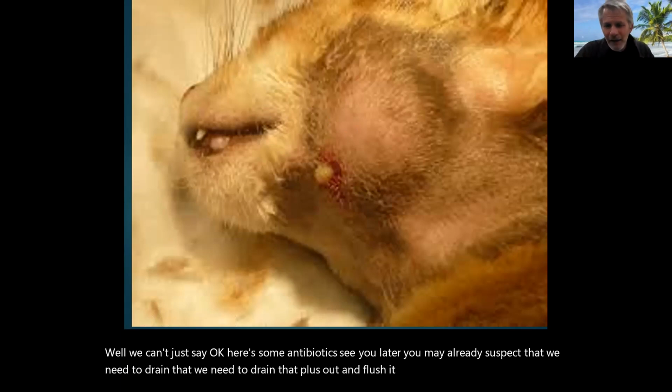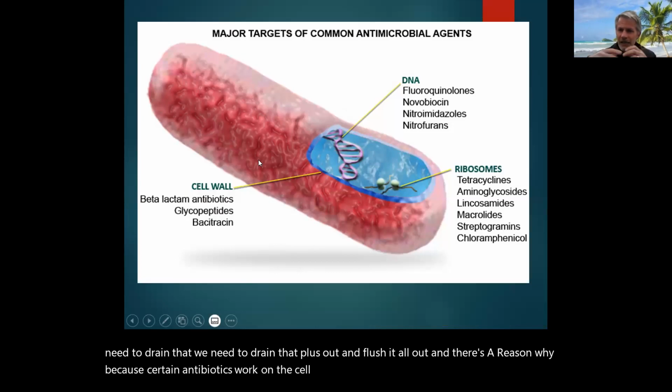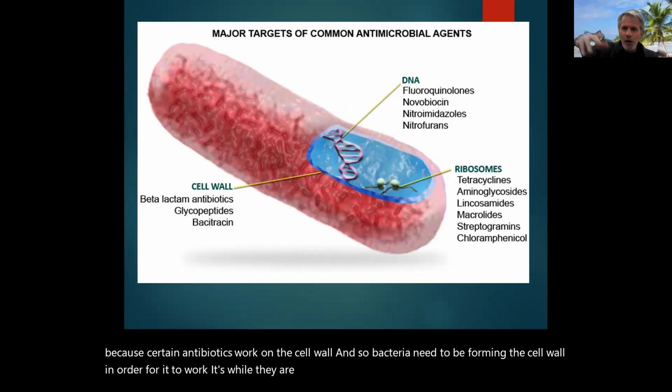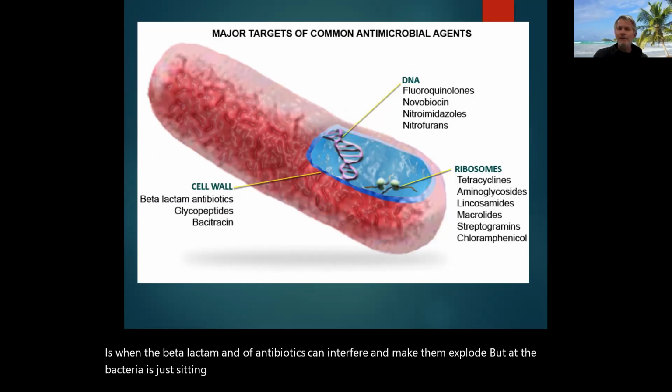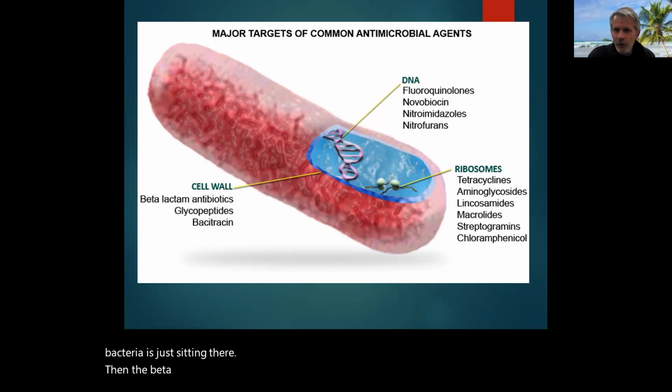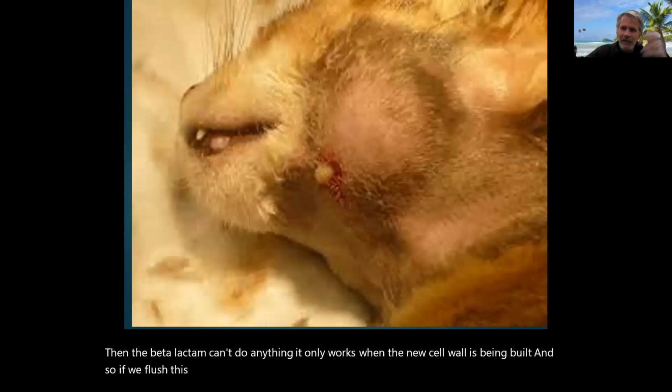And there's a reason why. Certain antibiotics work on the cell wall, and so bacteria need to be forming the cell wall in order for it to work. It's while they're building their cell wall that the beta-lactam antibiotics can interfere and make them explode. But if the bacteria is just sitting there, then the beta-lactam can't do anything. It only works when the new cell wall is being built. And so if we flush this out, then suddenly all those bacteria can start to grow again, and then we got them.